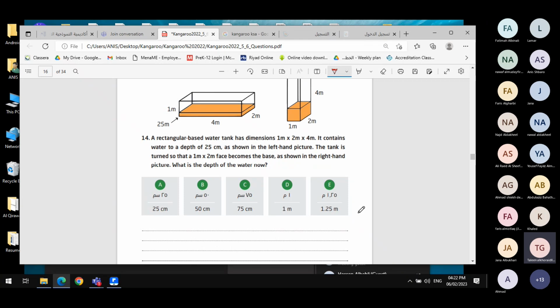14. A rectangular-based water tank has dimensions 1 meter times 2 meter times 4 meter. As shown in the left-hand picture, the tank is turned so that a 1 meter times 2 meter face becomes the base, as shown in the right-hand picture. What is the depth of the water now? Okay, any ideas? Yes, teacher. Any ideas how to solve?